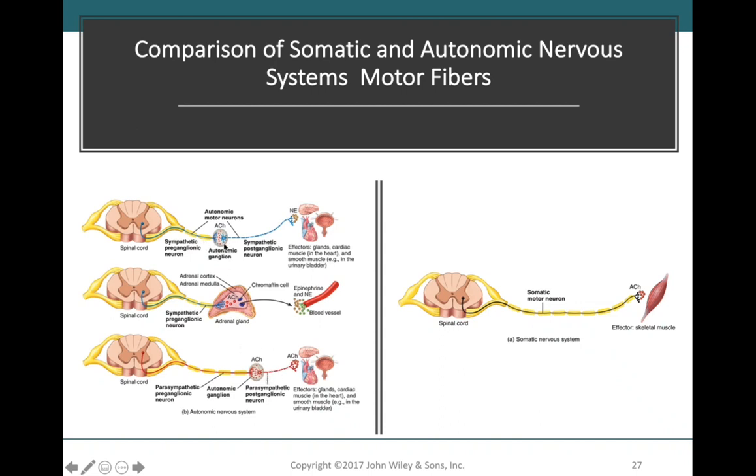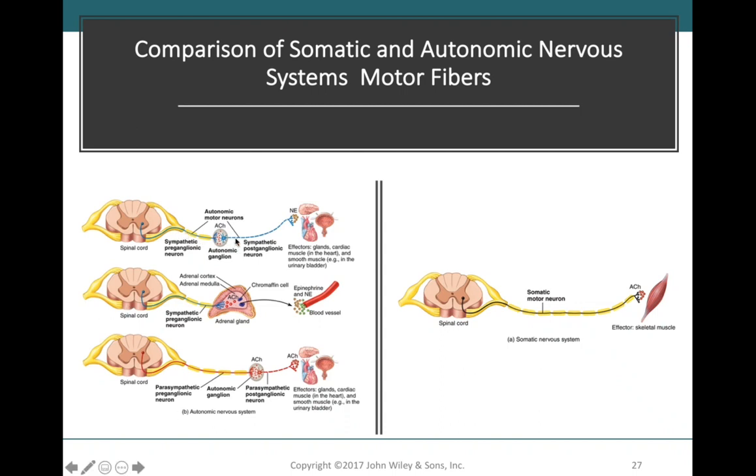Now, if we look a little deeper into this picture, one of the other things that we can see are the neurotransmitters that are going to be released at each synapse. And this is going to help us to infer what types of neurons are going to be found where, and what types of receptors are going to be receiving those neurotransmitters.